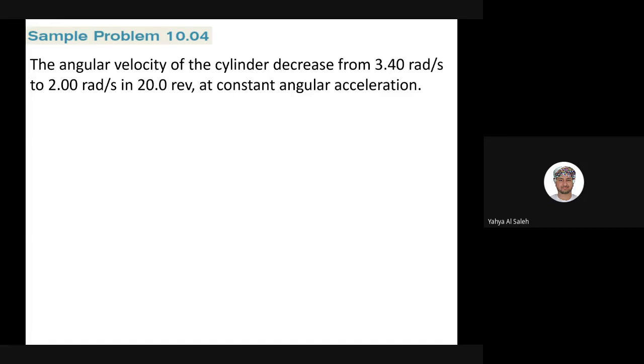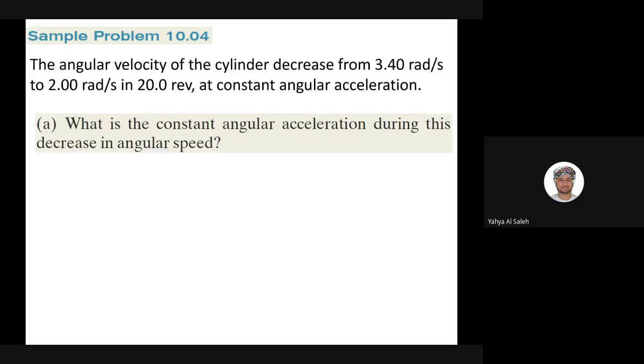Example: the angular velocity of the cylinder decreases from 3.4 radians per second to 2 radians per second in 20 revolutions at constant angular acceleration. What is this constant angular acceleration? Well, our change in theta is 20 revolutions. That is 125.7 radians. We said that each revolution is 2 pi radians.